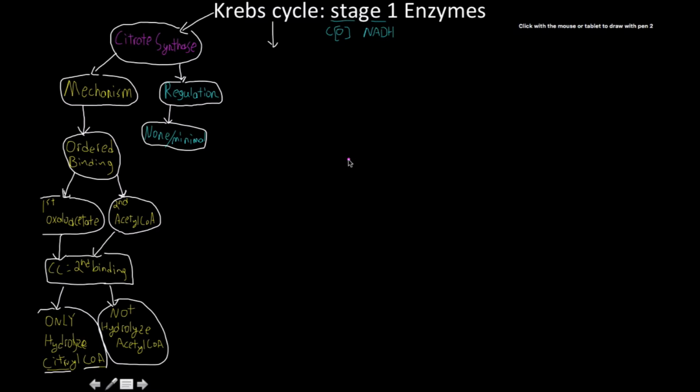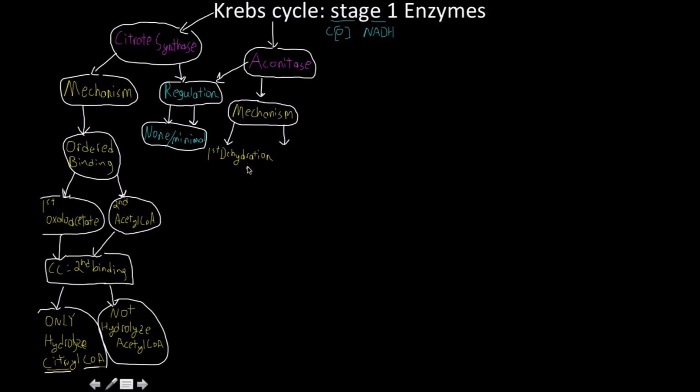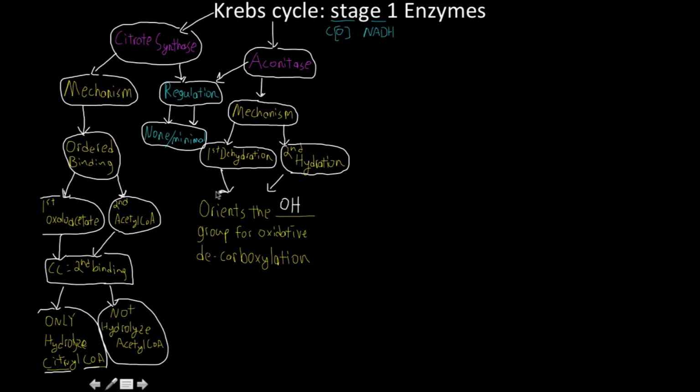The next enzyme that I wanted to mention would be aconitase. And, like citrate synthase, aconitase has really minimal regulation. But the mechanism of it's pretty interesting. The mechanism is first to have dehydration, and then second we're going to have hydration happening. So what we're doing in this is so that we can orient the OH group, the hydroxyl group, for oxidative decarboxylation. And that's one of the main running themes of the first stage. And I'm just going to draw really briefly the reaction intermediate for it, which is cis-aconitate.